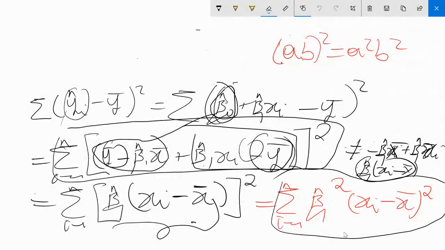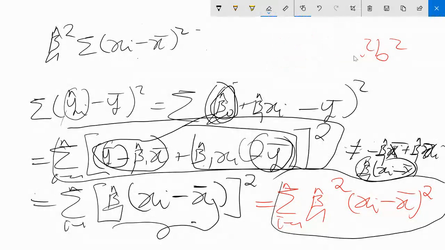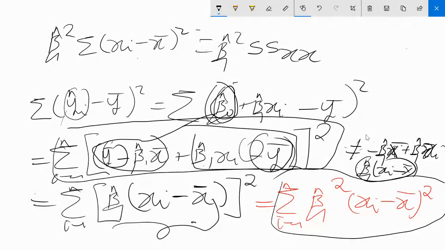So now we can simplify this because beta 1 hat squared is a constant. So if we take that out, we are going to have beta 1 hat squared times the summation of xi minus x bar squared. And this is equal to what? We know that this is equal to beta 1 hat squared SSX.